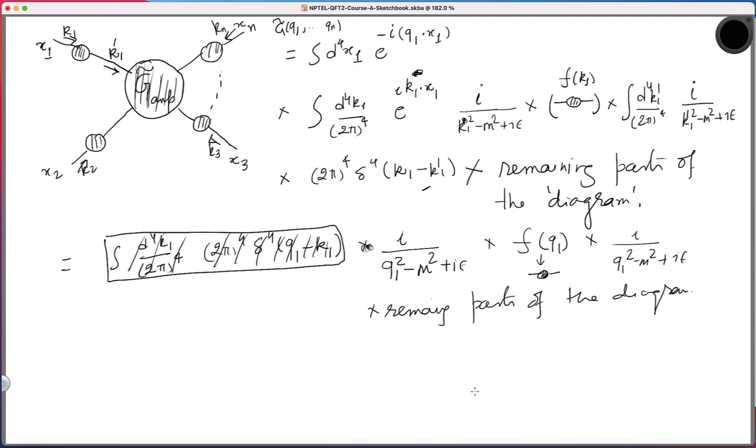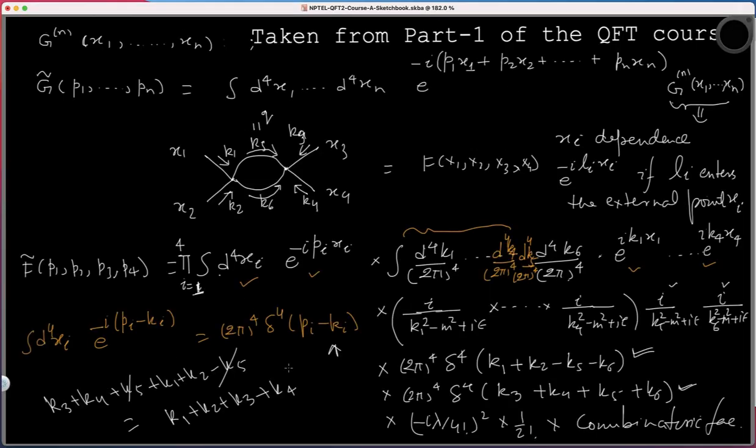Good. Now, this is something we have already seen, but now I want to recall the general expression of g tilde, which we saw here. So, instead of this four-point function, if I was looking at a two-point function.